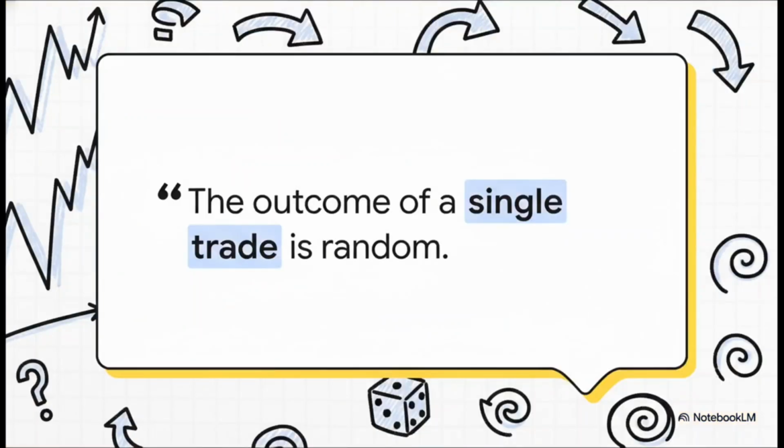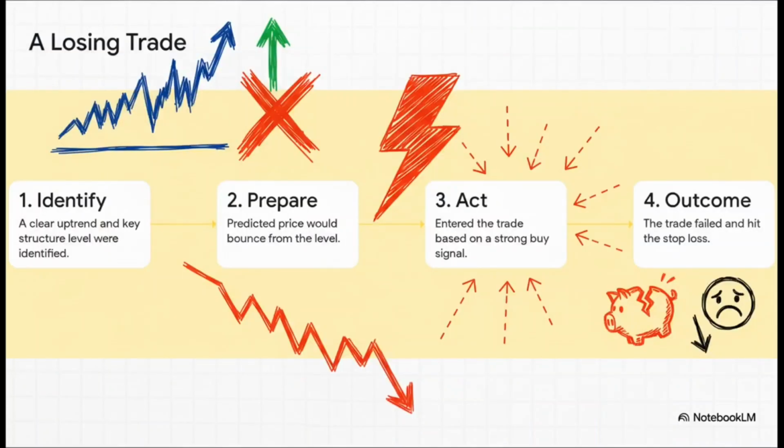The outcome of a single trade is random. You can have the most picture-perfect setup, you can follow your process flawlessly, and the market can still do the complete opposite of what you expect. It just can. Okay, so now look at this example of a losing trade.